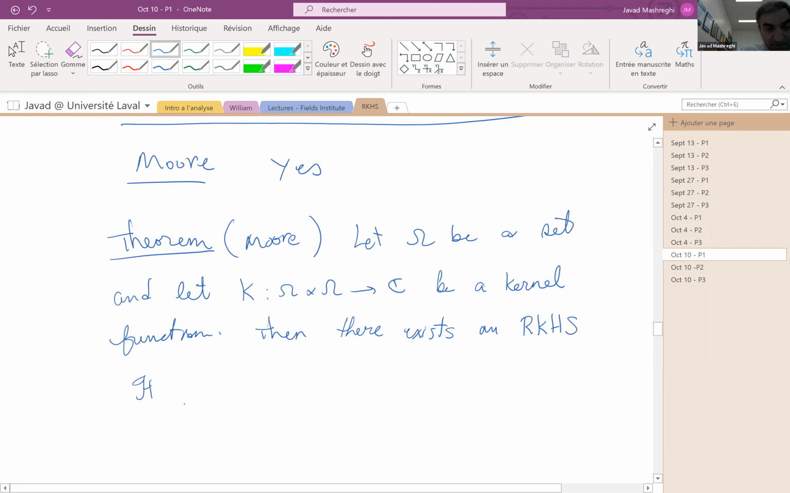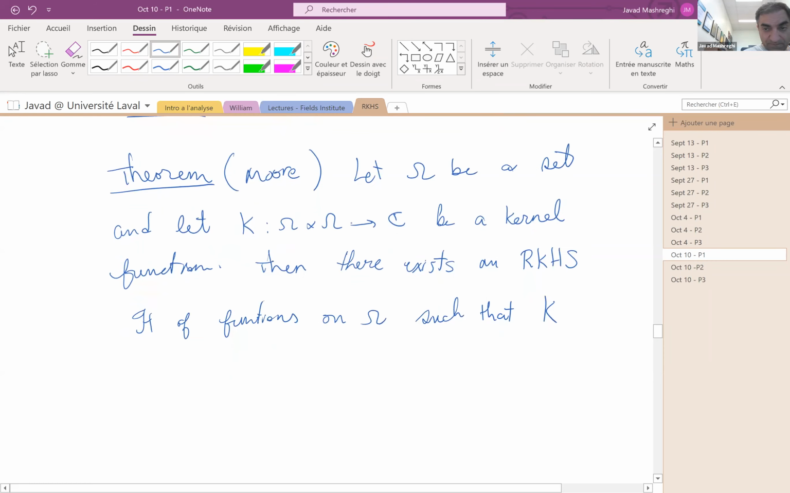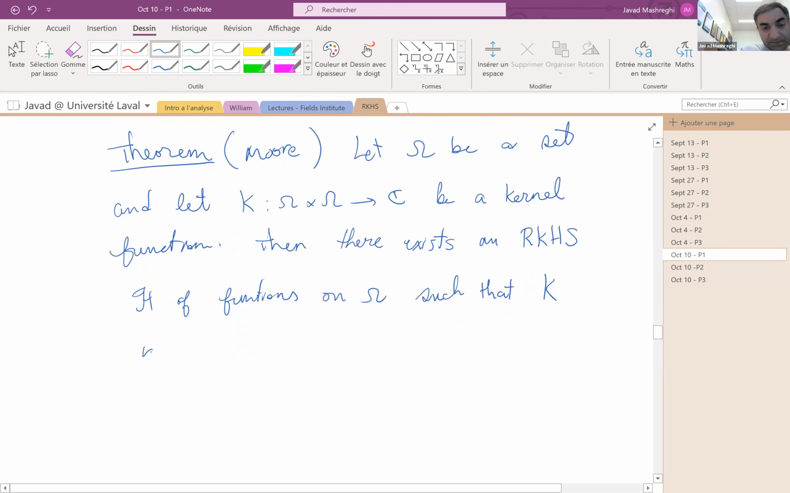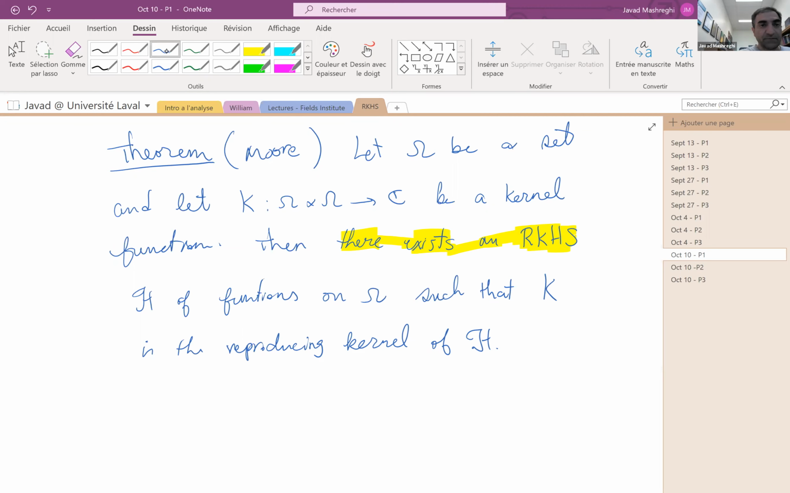H of functions on omega such that K, which is given before, is the reproducing kernel of H. That exists. So that's the main message of this theorem.